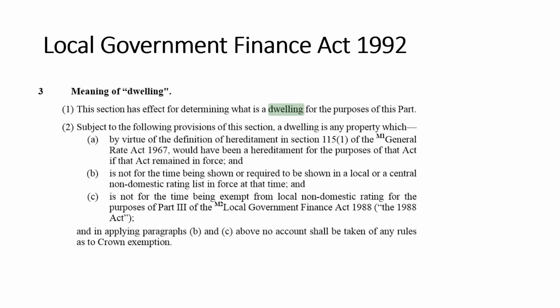And then if we go on to C, is not for the time being exempt from the local non-domestic rating for the purpose of Part 3 of the Local Government Finance Act 1988. We've already gone through that. And then in applying paragraphs B and C above, now pay attention to this. No account shall be taken of any rules as to Crown exemption. Okay, well, the Crown's already exempted your property. So because your property is your primary place of residence, we'll make that assumption for the explanation of this presentation, we've already established that it's non-taxable. Therefore, it doesn't need to be listed in the Local Government Act or with the local council.